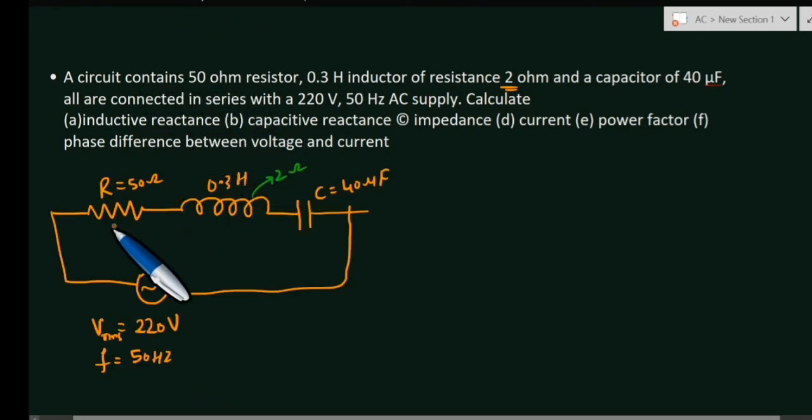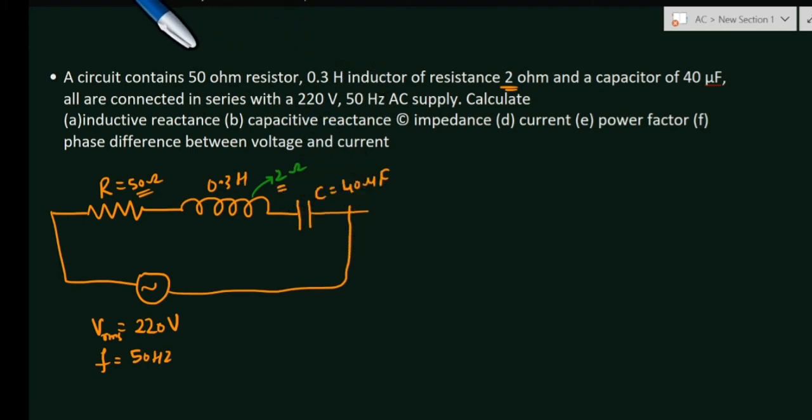A circuit contains a 50 ohm resistor, 0.3 Henry inductor of 2 ohm, and a capacitor of 40 microfarad. All these are connected in series with a 220 volt 50 Hertz AC supply. Here they have given the value of resistor connected, 50 ohm, and the inductor has a value of 0.3 Henry, but the inductor itself has its own resistance, and that is 2 ohm. Therefore, the total resistance in the circuit is 50 plus 2 ohm.